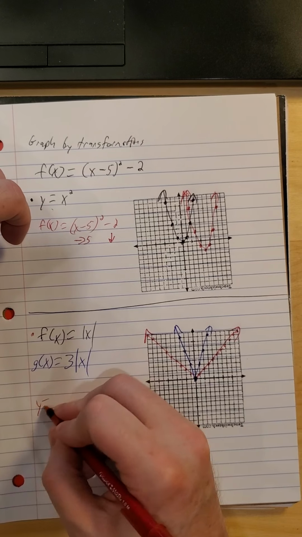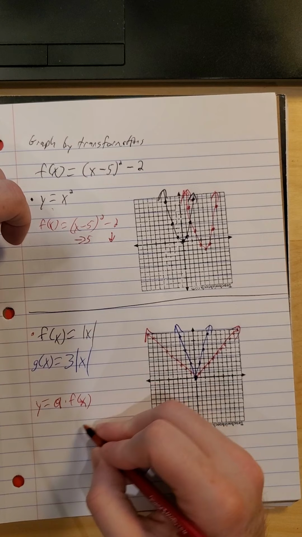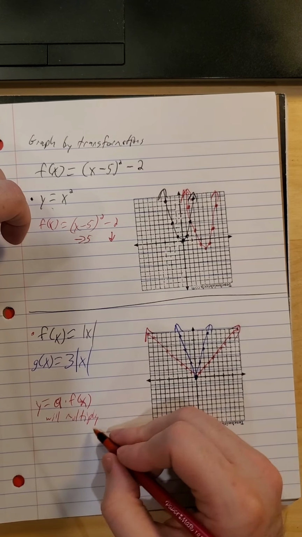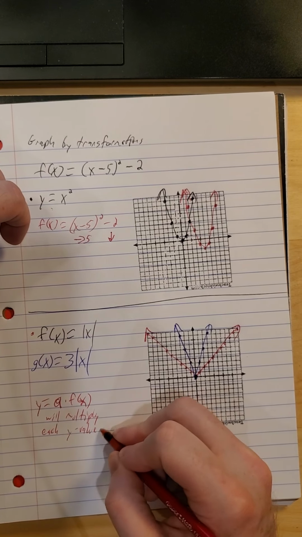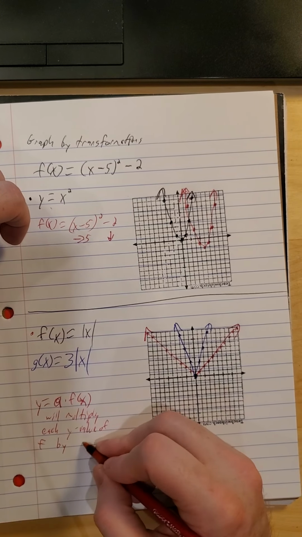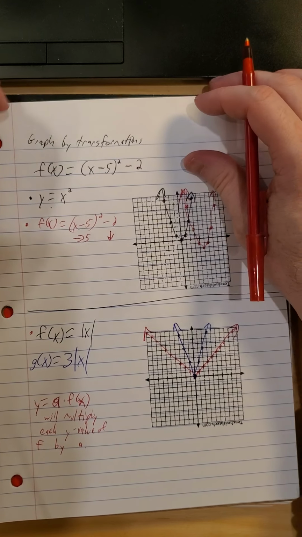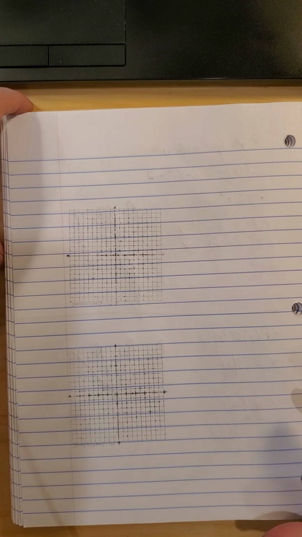In general, y equals a times f of x. We'll multiply each y value of f by a, and that's their new location. That does also include if we multiply by negatives.